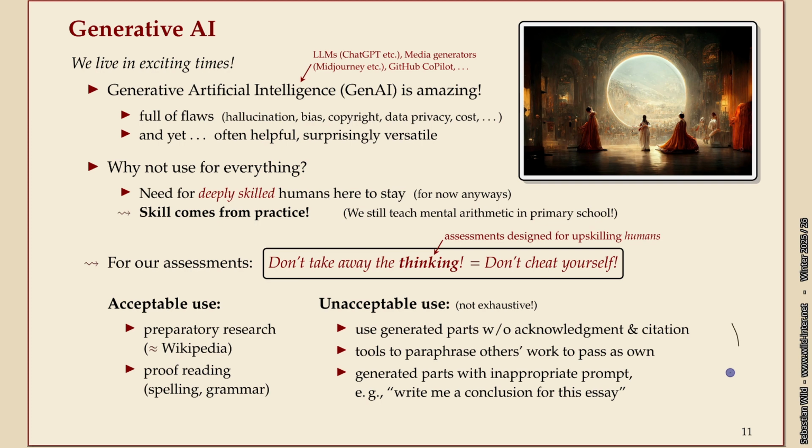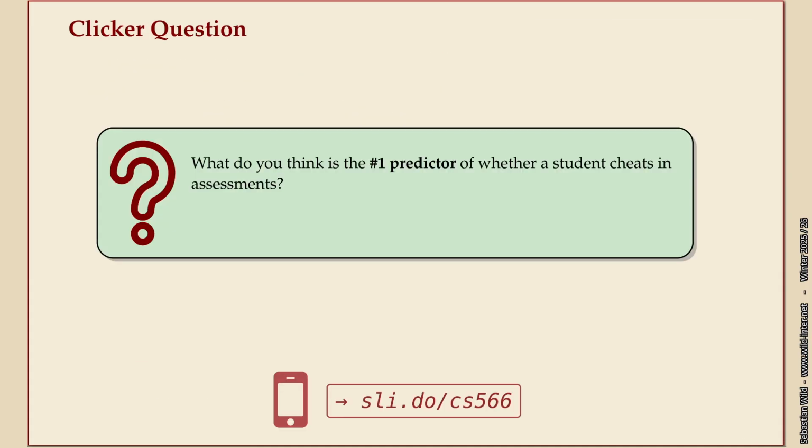I know this is all pretty reasonable in the abstract, and I guess it's not too surprising that this is something I would like you to do or not to do. But here's another thing that plays into this. If you had to guess, the question says, what do you think is the number one predictor of whether a student cheats in assessments?